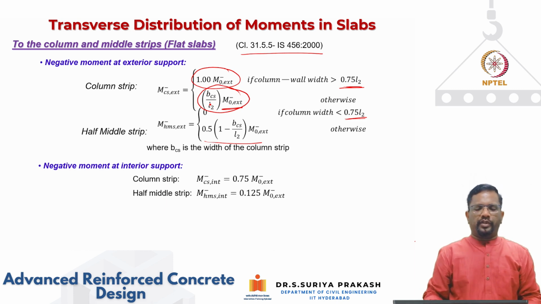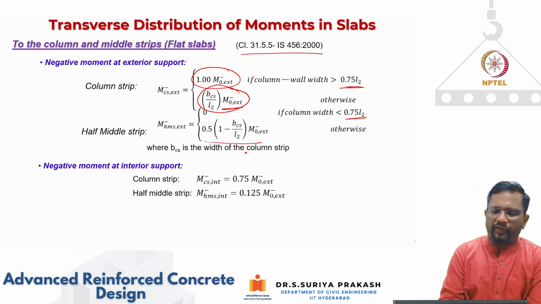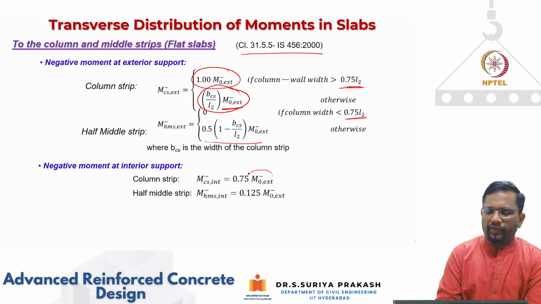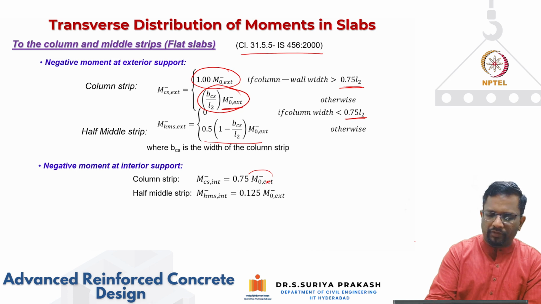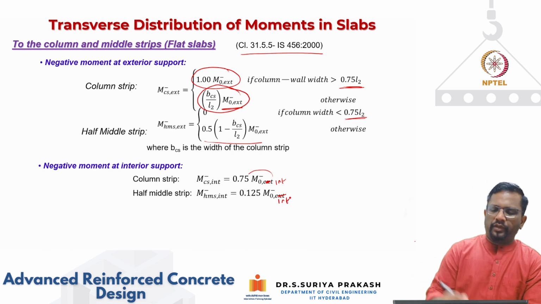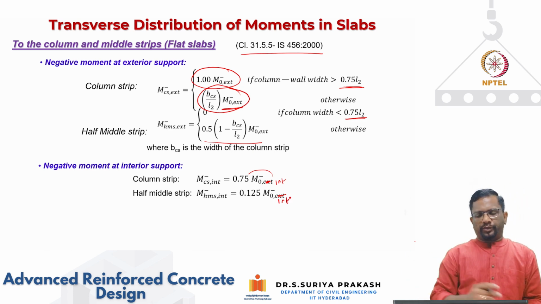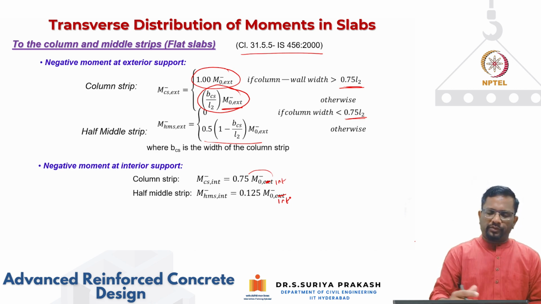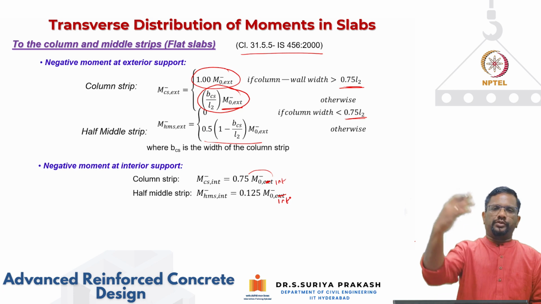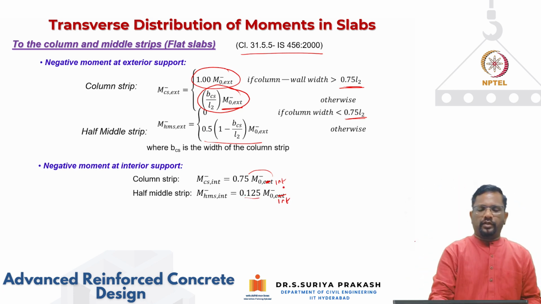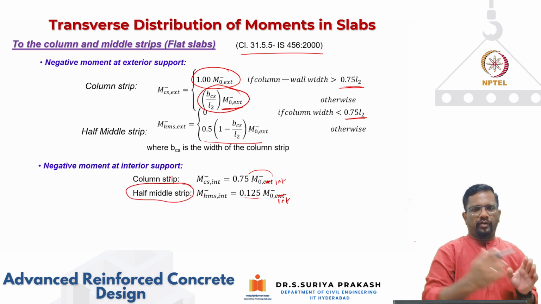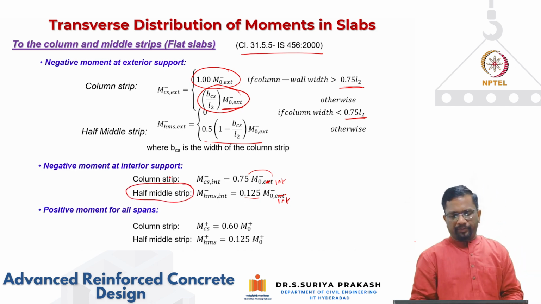And negative moment at interior support, I think it is very clear. We have already seen that, whatever longitudinal distribution of M naught negative interior we got, 75% of it should go to column strip, and only 25% should go on either side. That works out to 12.5 and 12.5 on either side, in the half middle strips, not the entire middle strip: half the middle strip on the left and half the middle strip on the right.